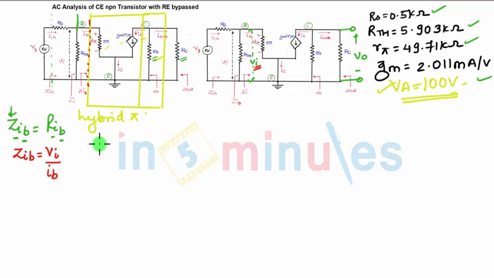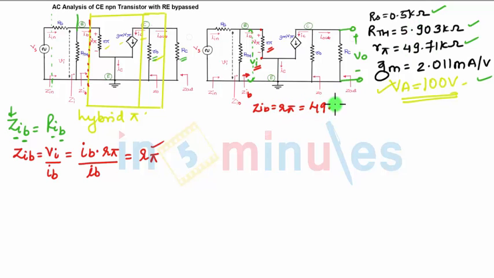Voltage is nothing but current into resistance. So VI is voltage across this resistance R pi. Current flowing through the resistance is IB. So I can write VI as IB into R pi divided by IB. So my ZIB is nothing but R pi. This is for the derivation. For the problem, directly when you look from this point, you can find only one resistance in the base. So directly you can write ZIB as R pi, and the value of R pi we have found out is 49.71 kilo ohms, right?